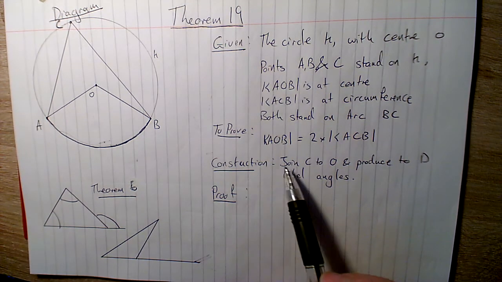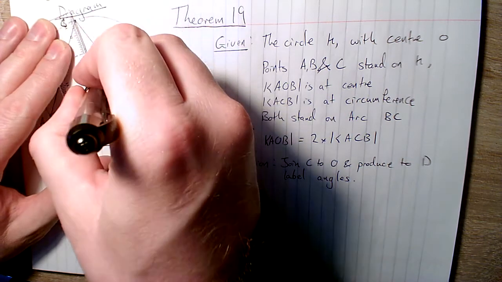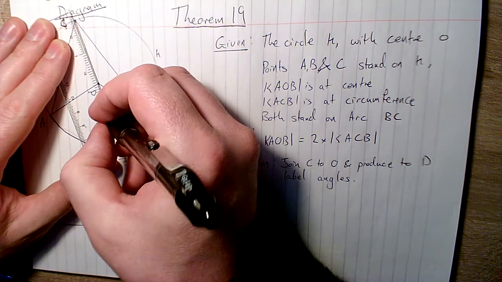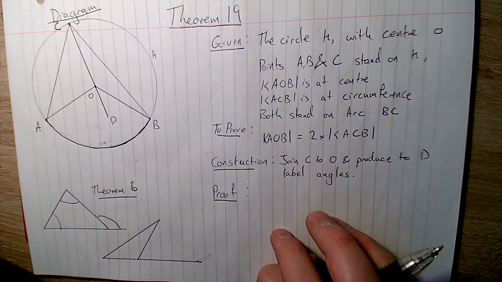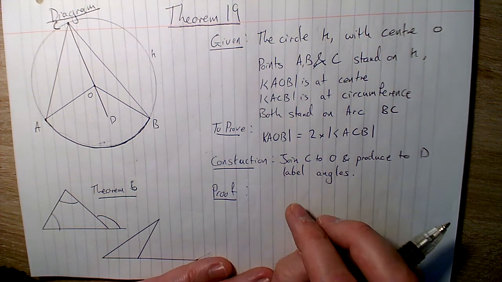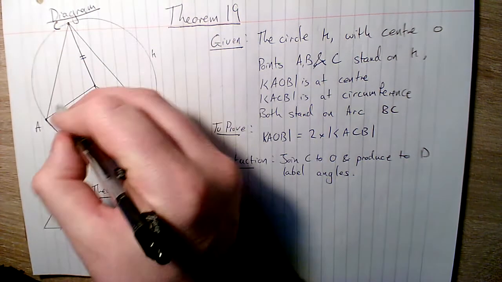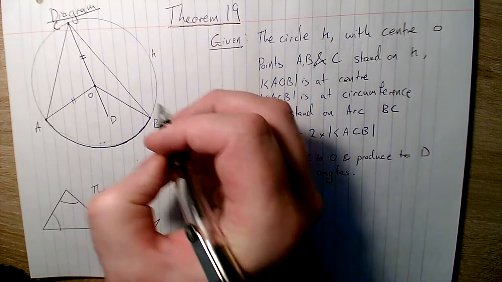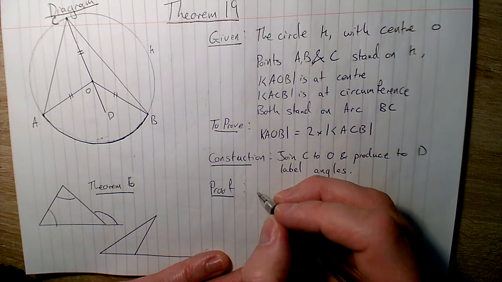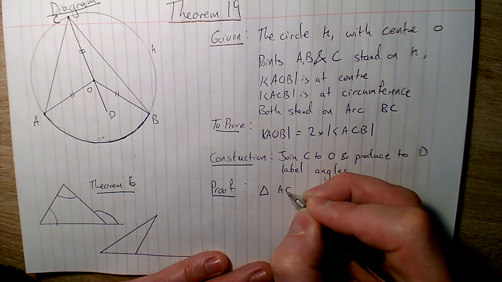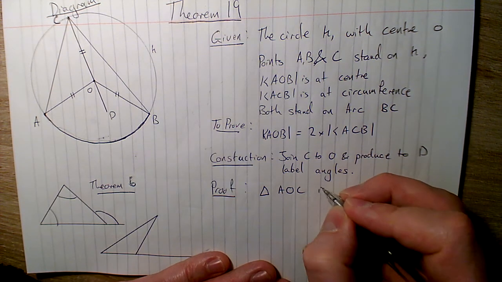Well, our construction is we want to join C to O, and then extend that line out to some point. It doesn't matter quite where you put that, but we'll call that point D. And what we'll notice is that O to C is a radius, so is O to A, and so is O to B. So straight away in our proof we can say the triangle AOC, this one here, is isosceles.